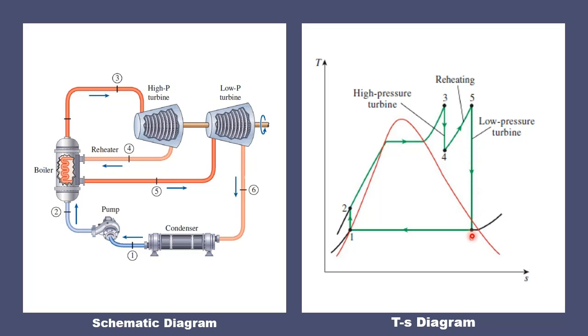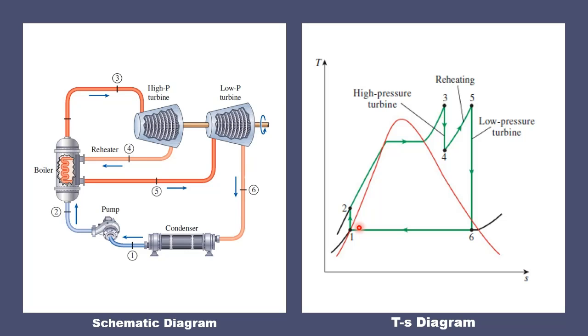So point 6 now is the outlet of the turbine. So it is also the final outlet of all the turbines. Then process 6 to 1, it will enter the condenser where it will reject heat and then the cycle will continue. So this is how we draw the TS diagram as well as the schematic diagram for the reheat Rankine, particularly the ideal reheat Rankine cycle.